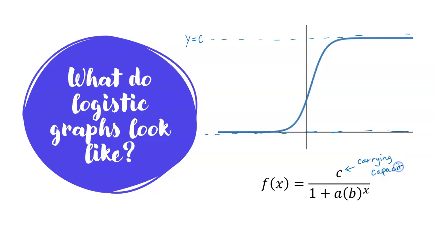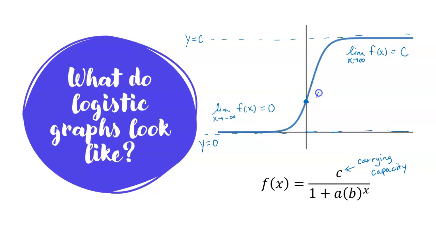Or our limit to growth. And as x goes towards infinity for this function, our function is going to go towards that carrying capacity. As x goes towards negative infinity, our function is going to go towards 0. So it actually has a second asymptote at y equals 0.